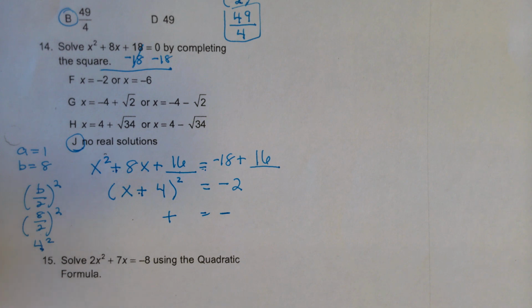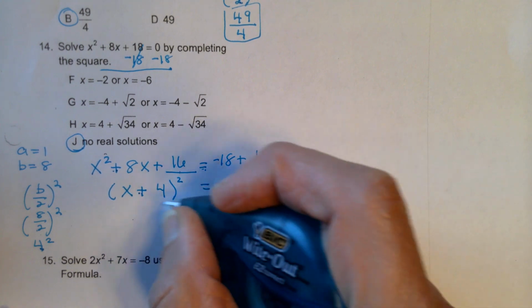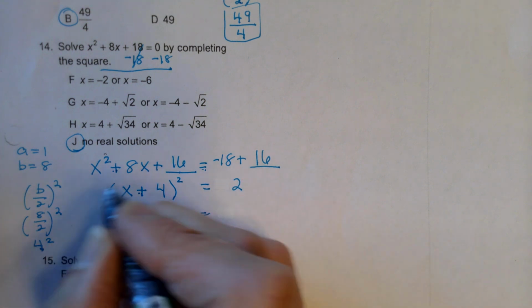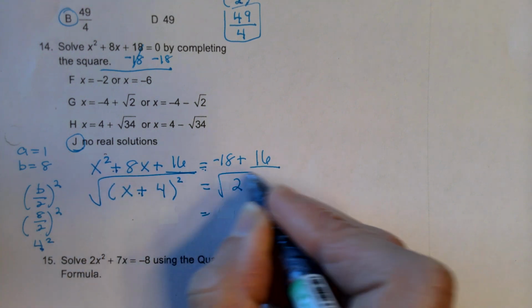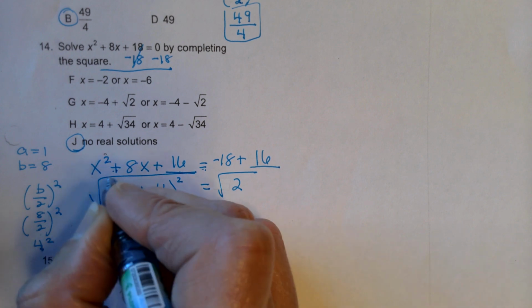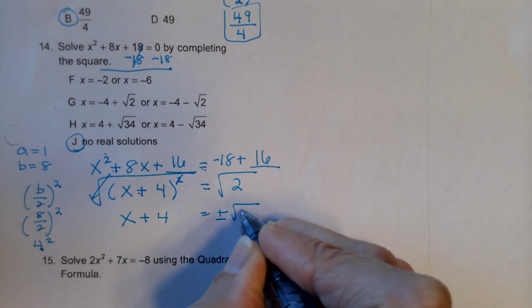Now, just for practice sake, in case there's one on the test where it's not a -2, I'm just going to do this so you know what you would do if you had to keep going. So you would do the square root of both sides, and you would get x plus 4, because this and this would cancel, and you'd be left with plus or minus √2.